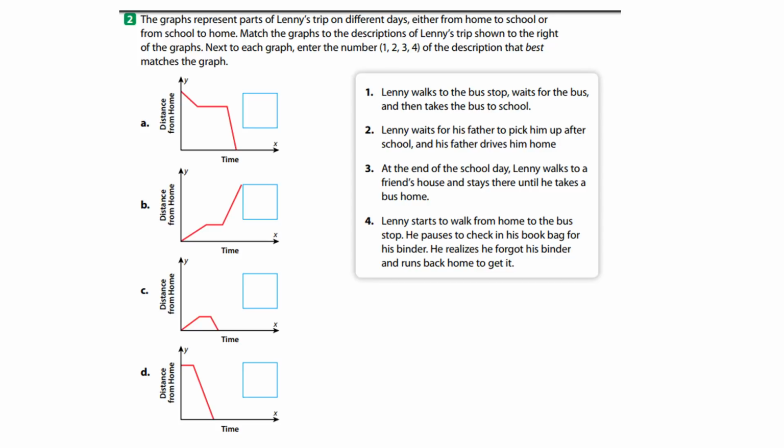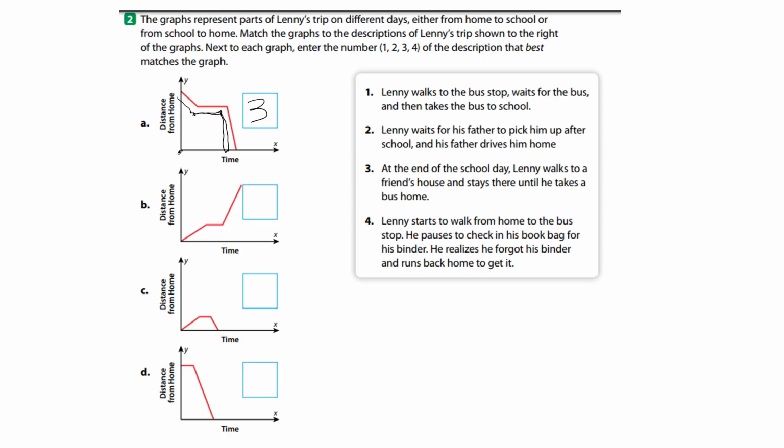So looking at graph A, we're starting with the distance from home, and we can see that he's starting away from home. Home's going to be down here at 0, and so he's starting away from home. He stops, and then he goes home quickly. Looking at our possible answer choices, we are going to pick answer choice letter 3. It says at the end of the school day, Lenny walks to a friend's house. He stops and stays there until he takes the bus home.